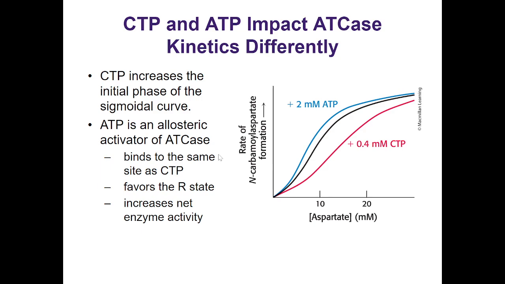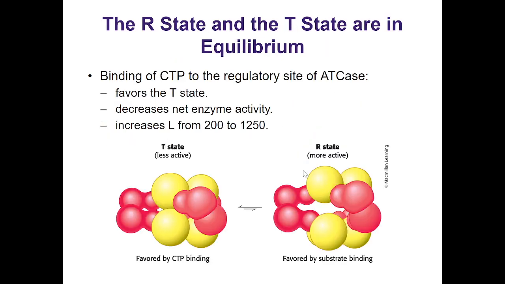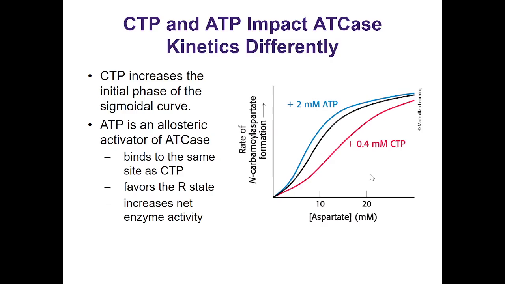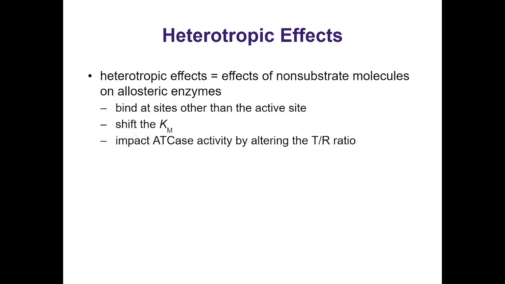Okay, so ATP, again, is an allosteric activator of the ATCase. This can bind at the same site as CTP. Instead of favoring the T state like CTP, it will instead favor the R state, which is why it's an activator. It's going to increase your net enzyme activity by favoring that R state.